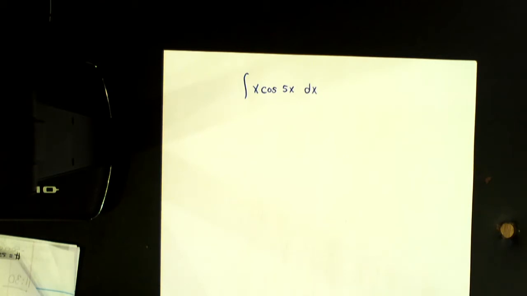All right, so another parts problem. We have two different types of functions. We're going to want to assign u and v. So which one would we want to assign as u? All right, perfect. Why? Well, this is a thing called length.